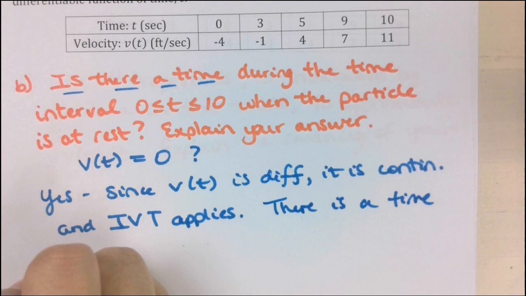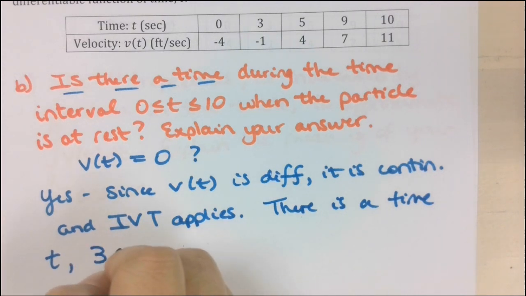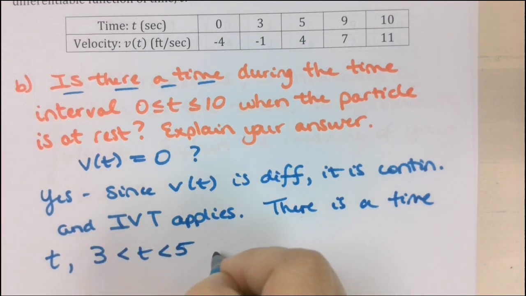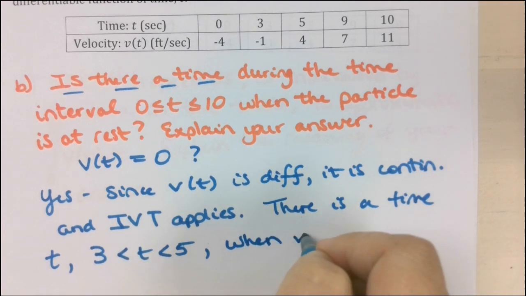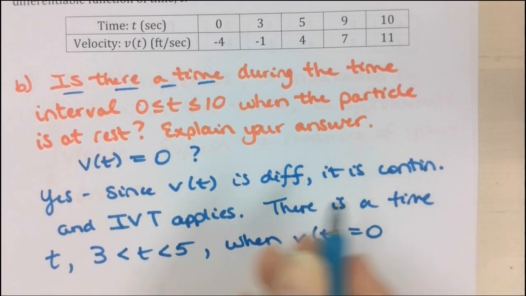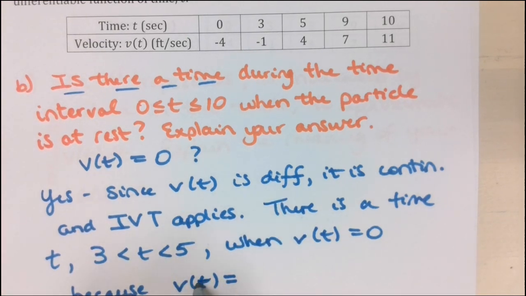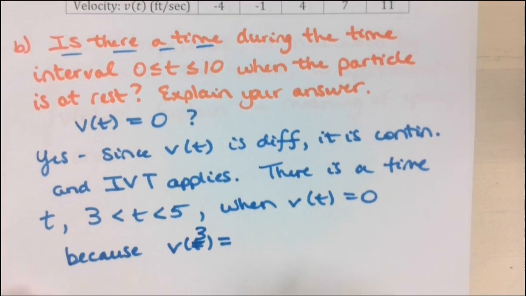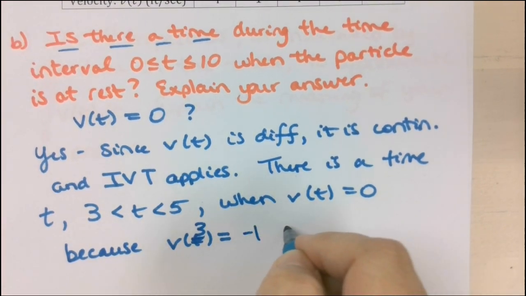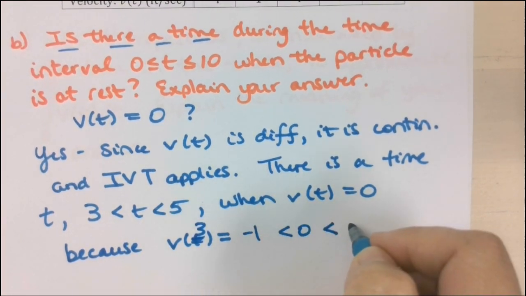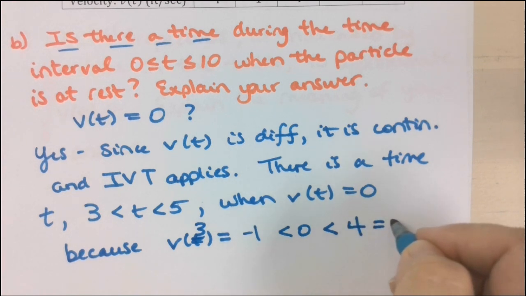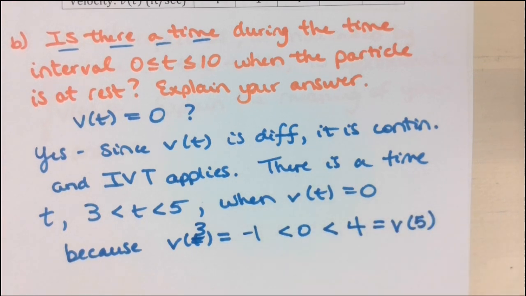There is a time t between 3 and 5 when velocity is equal to 0, because v of 3 is equal to -1, which is less than 0, which is less than 4, and that is equal to v of 5.